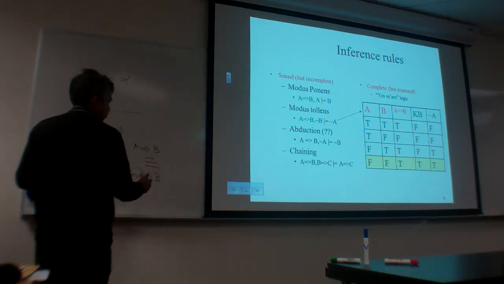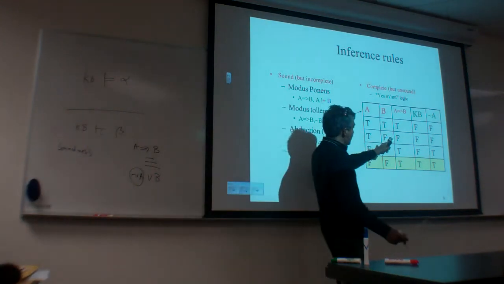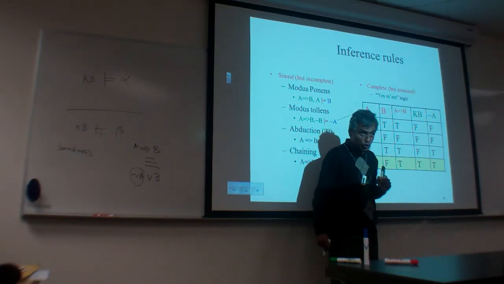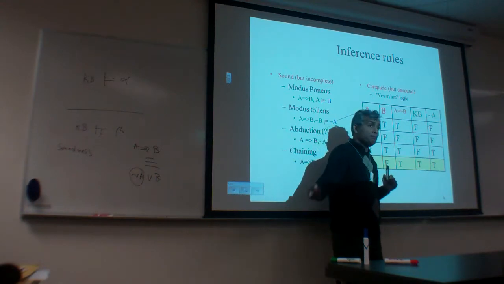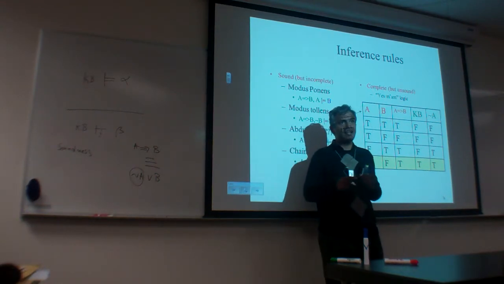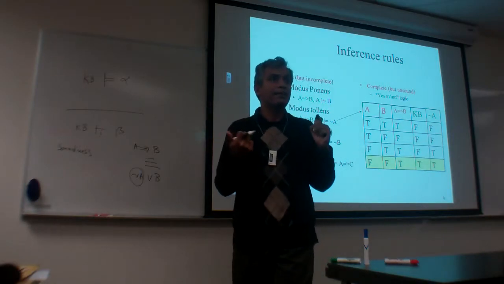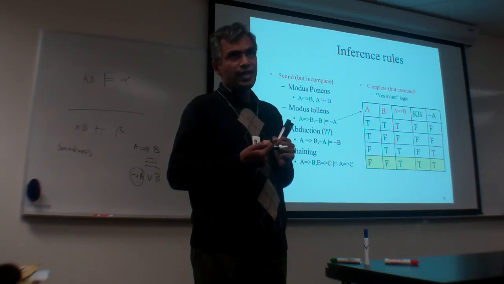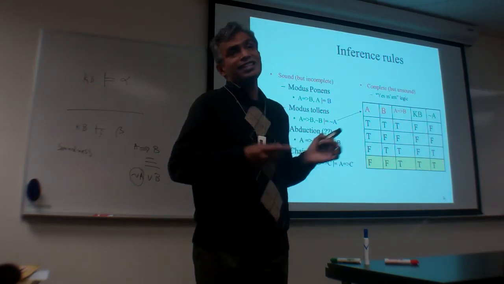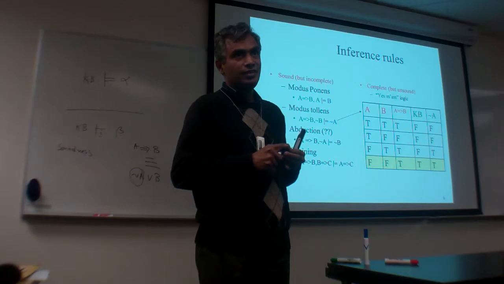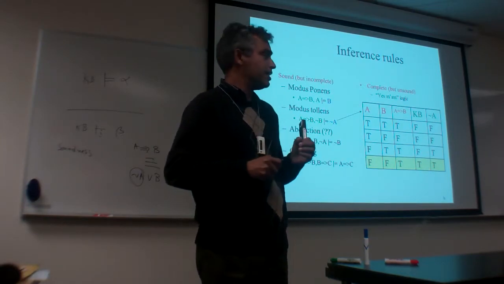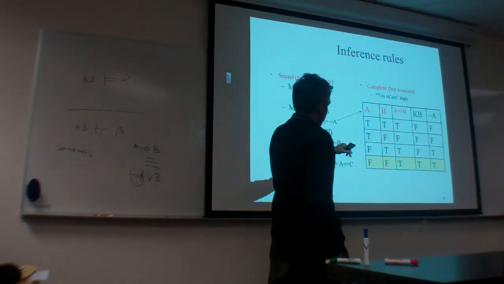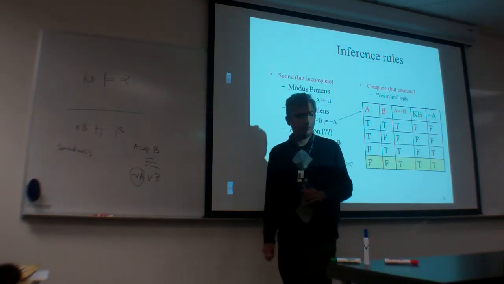Okay? So that's what this is saying. The only place an implication fails is when you find a world where A is true, but B is false. That's when the implication fails. If A is false, it doesn't matter what B is. And if B is true, it doesn't matter what A is. The only time implication fails is when A is true and B is false. That's the only place we have false.